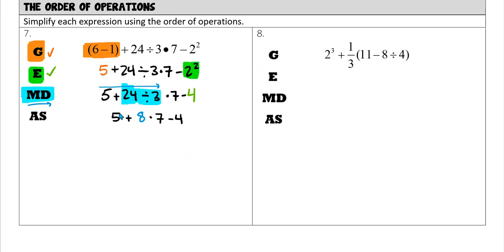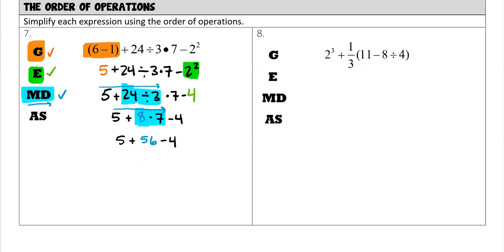I keep looking from left to right for any more multiplication or division, and I do see that I have 8 times 7 here. So I'm going to do that part next. 8 times 7 is 56. Again, you can always use the calculator here. And we write the rest of this down exactly the same as we go. I look, there's no more multiplication or division, so that part is done.